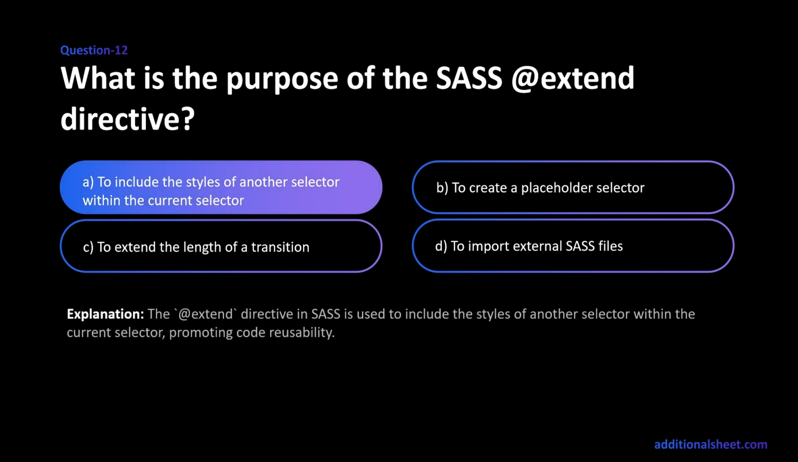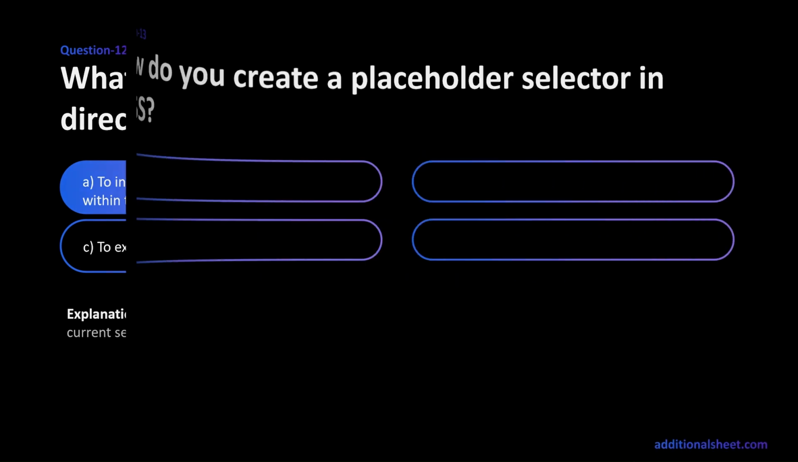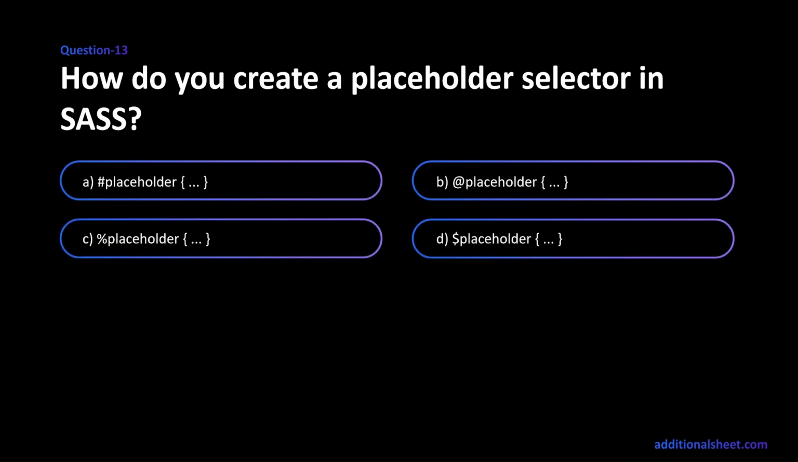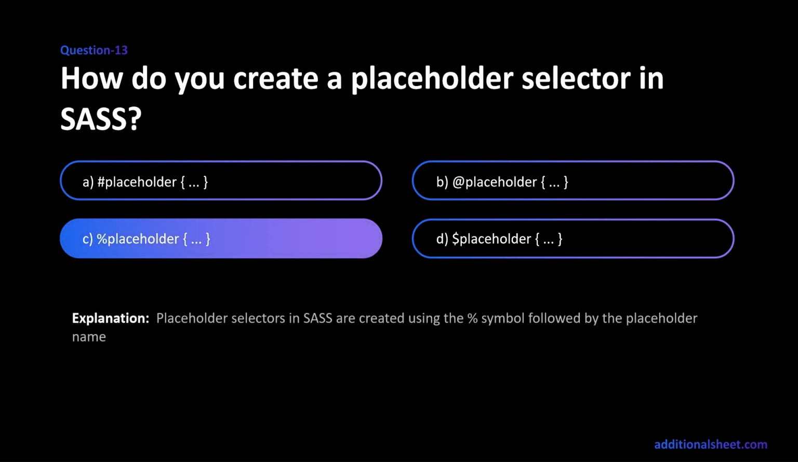The Extend directive in SAS is used to include the styles of another selector within the current selector, promoting code reusability. Q13. How do you create a placeholder selector in SAS? Options are: A. Hashtag placeholder. B. @placeholder. C. %placeholder. And D. $placeholder. Correct answer is option C. Placeholder selectors in SAS are created using the % followed by the placeholder name.